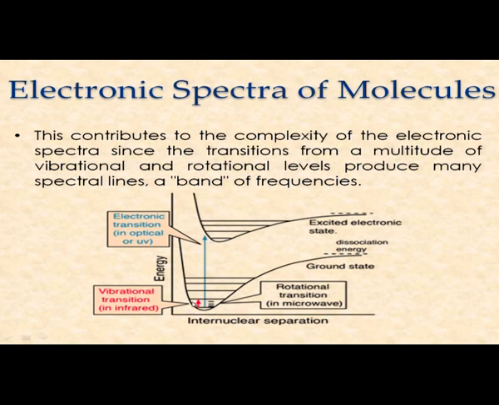If you take this one, vibrational transition, and if you take the smaller one here, that is rotational transition, we will be seeing that rotational spectra more elaborately in the coming lecture. So, this is the pictorial explanation for electronic spectra of molecules.